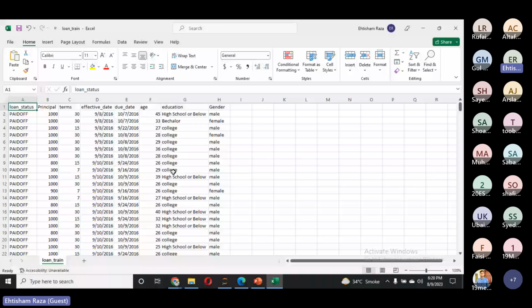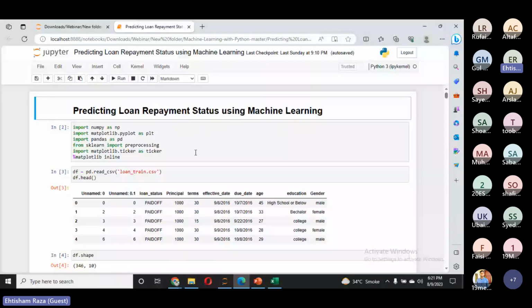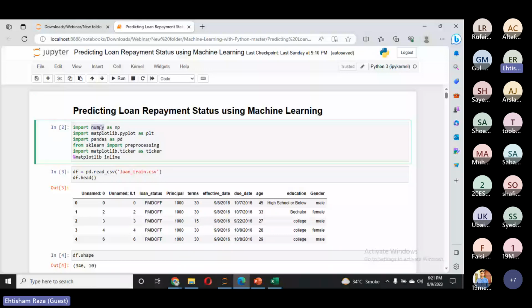I am just loading the necessary libraries, as you know: NumPy, Matplotlib, Pandas, and sklearn for the machine learning algorithm. Pandas reads the data set, NumPy is for numerical computation, and Matplotlib creates the visualizations which you see on the screen. So I'm just reading the data set. df.head is just printing the first 5 rows of the data set.